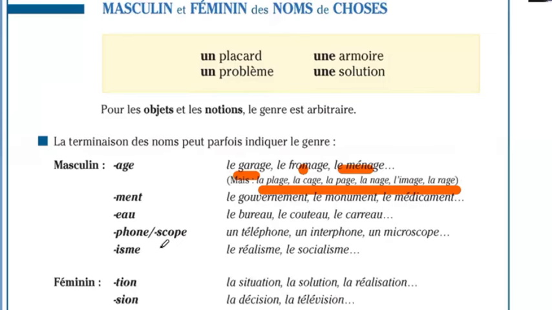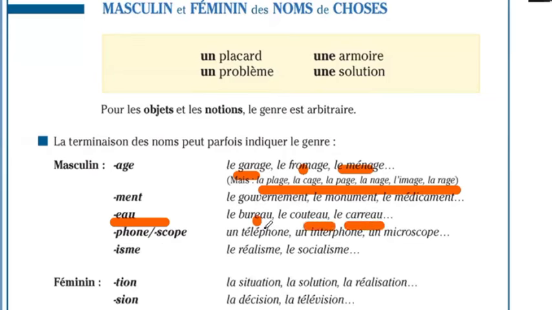Now, the next ending is -ment, M-E-N-T. When words end in -ment in French, they tend to be masculine. Example: le gouvernement, the government; le monument, the monument; le médicament, medication. Those tend to be masculine over 90% of the time. Now, when words end in -eau, pronounced O, for example le bureau, le couteau, le carreau, they are masculine.